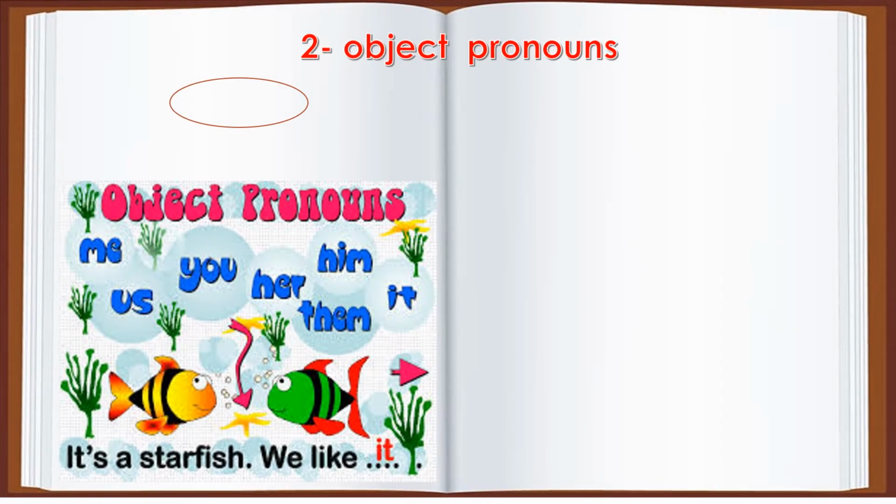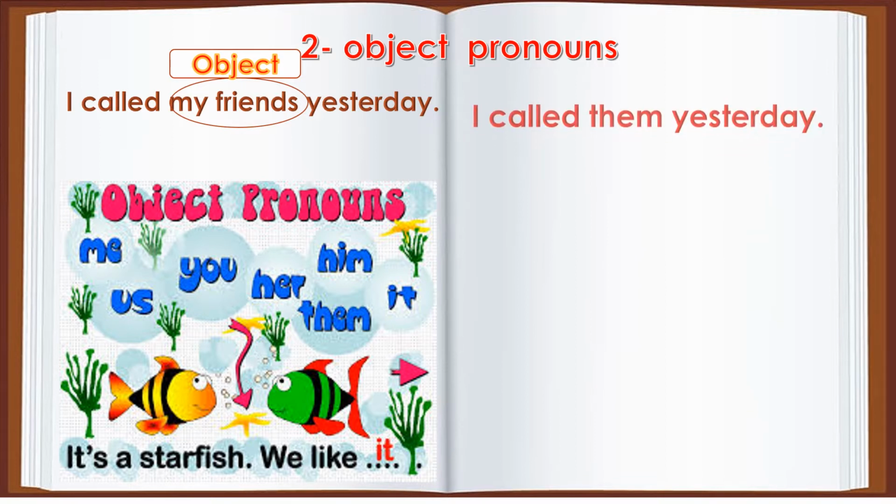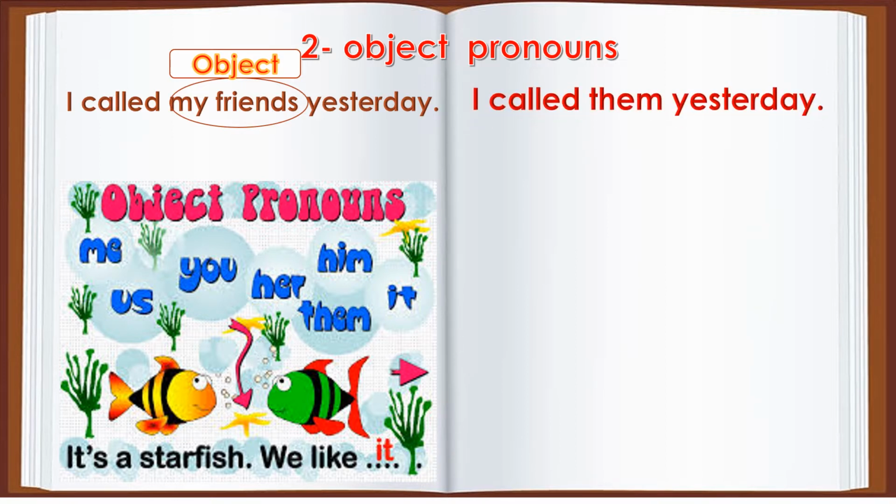The second step that I gave you in our previous lesson was about object pronouns. As I told you, if the subject pronouns come before the verb, object pronouns come after the verb. For example, when we say, I called my friends yesterday, I is the subject, called is the main verb, my friends is the object. So you can replace my friends with them: I called them yesterday, because here we have a plural noun. With a plural noun, you are going to use them.